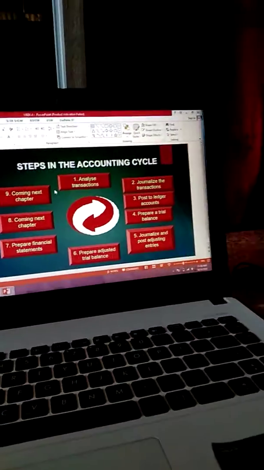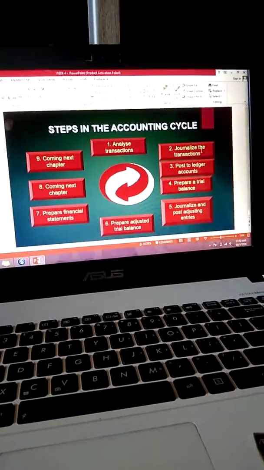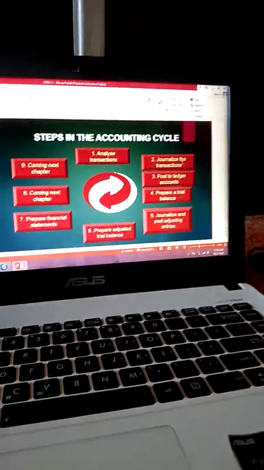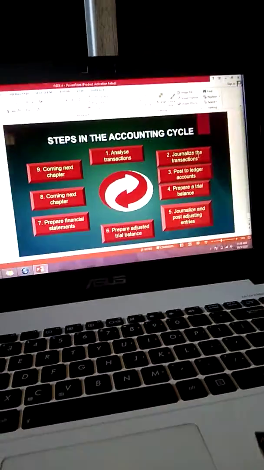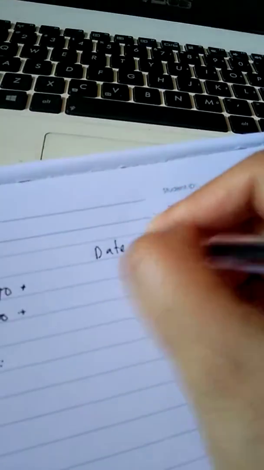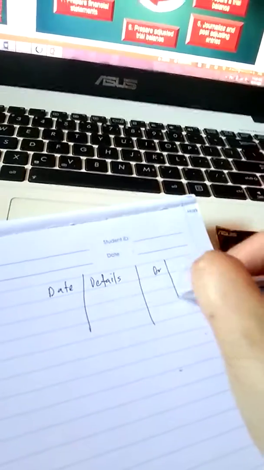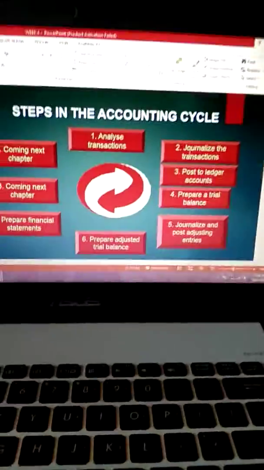There are the steps in the accounting cycle. First, you need to analyze the transaction. Then you record the journal entry. I have already taught you for several tutorials how to record the journal entry, with the format. I'm not sure if you still remember, but there is the format of the journal. You have date, details, debit what, credit what, because this is the format of the journal, which is step 2, journalize the transaction.